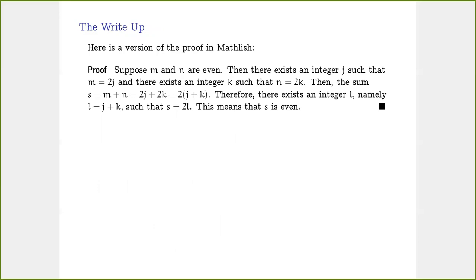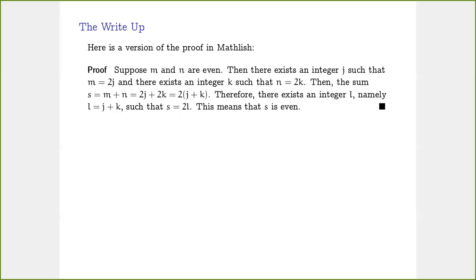Proof. Okay, every proof begins with the word proof. It's like a style or a convention, and every proof ends with a little mark at the end, like the black box here in the lower right. And those two marks cordon off the words in between and say, what's in between is supposed to be Mathlish, okay? Suppose M and N are even.